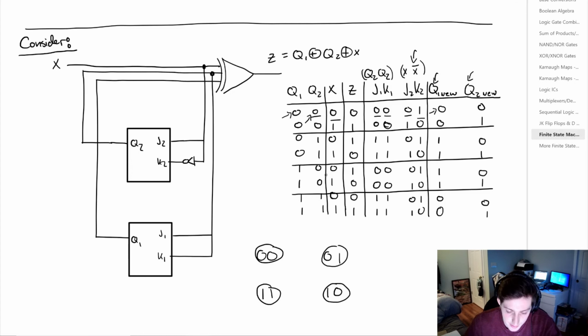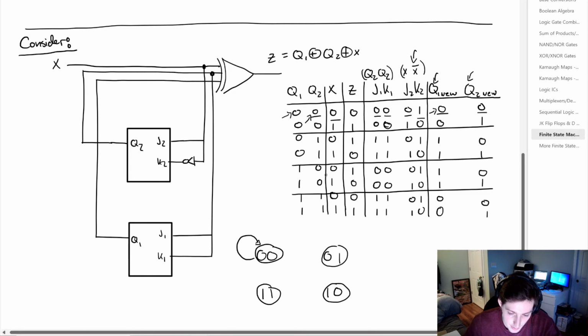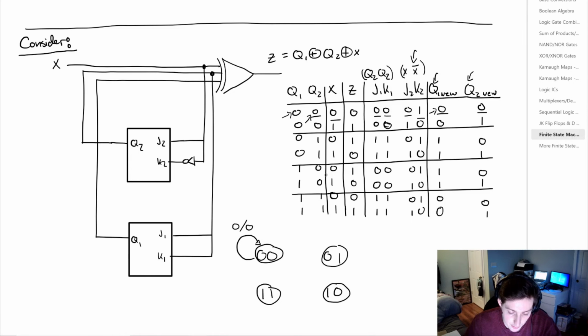Well, if we're in state 0, 0, Q1 and Q2 equals 0, and X equals 0, the output is going to be a 0. And if we go all the way over here to the right, we can see that the new state is also going to be 0, 0. So what can we say? If we're in state 0, 0, we get back to state 0, 0 by having the input of 0, and we get an output of 0. So we have this 0 being the X, and this 0 being the Z.